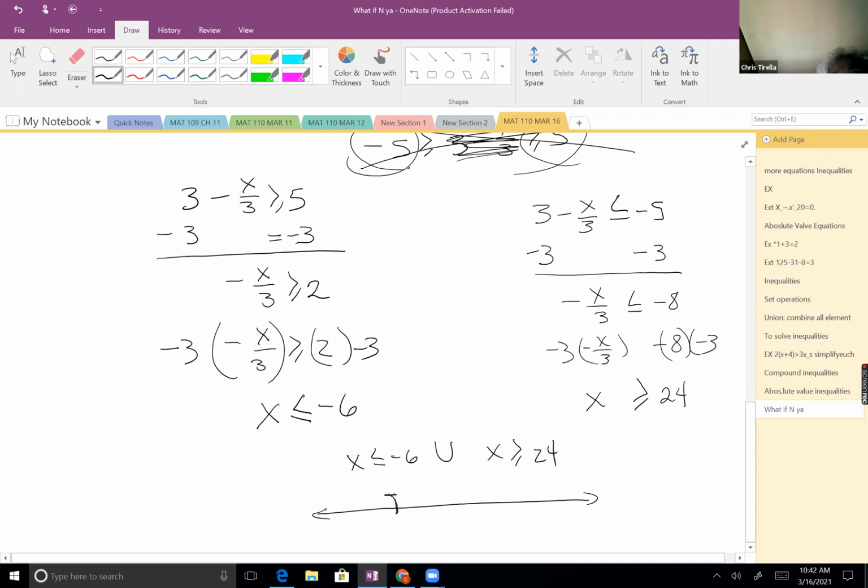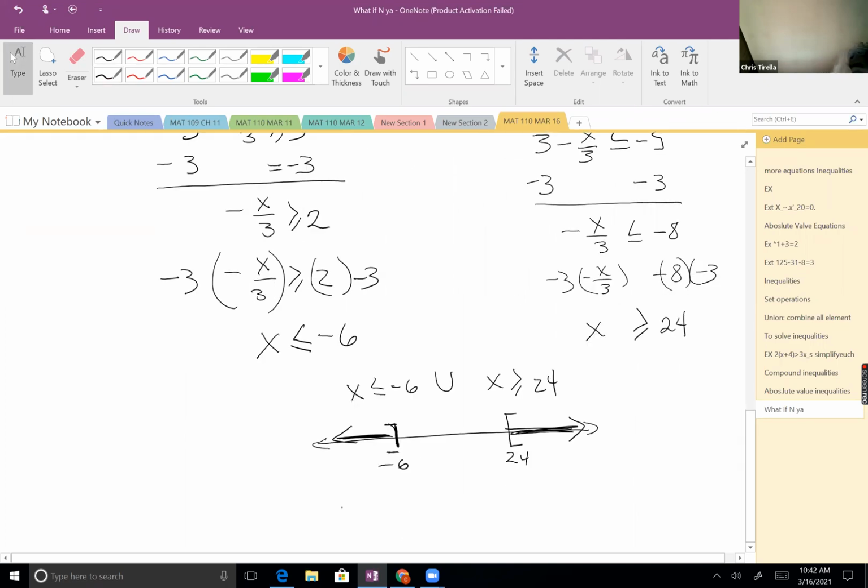Or including negative 6 and everything to the left, including 24 and everything to the right, or in interval notation, we'd have from negative infinity to negative 6, closed at negative 6, union closed at 24 to infinity. So if it's greater than, it's further from 0, and we expect to have these two intervals going in opposite directions.